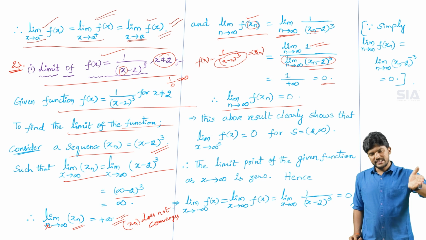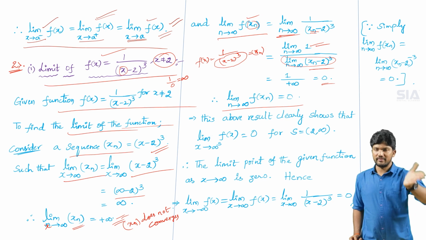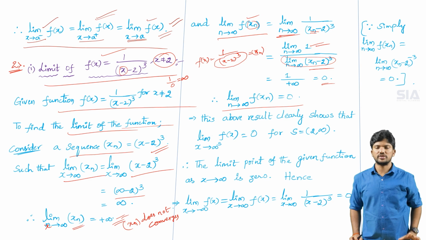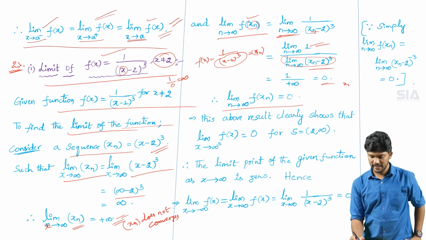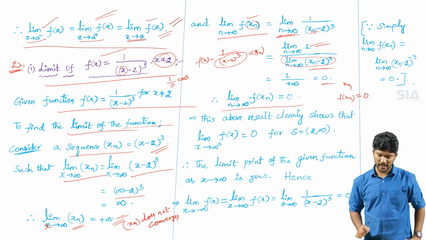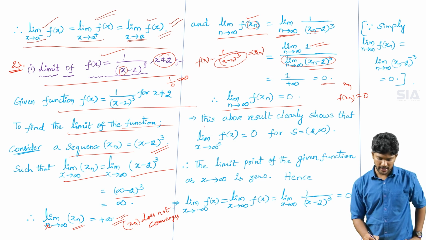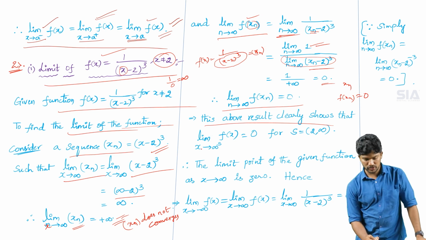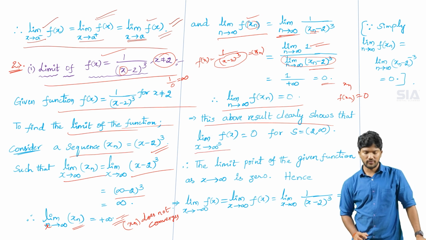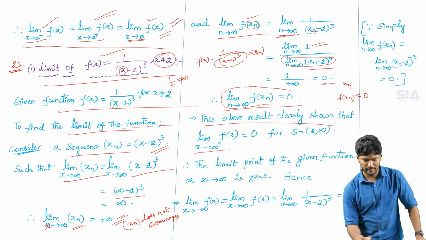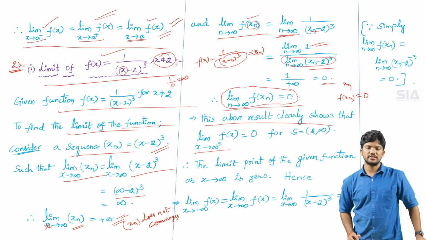That means when we take only the sequence, it diverges. But if you substitute that sequence xn in the function f of xn, then we got 0. Okay, so this 0 is a real number. Clearly this above result shows that limit x tends to infinity along s of f of x is equal to 0. This result we write as limit n tends to infinity f of xn is equal to, actually we call it capital L.